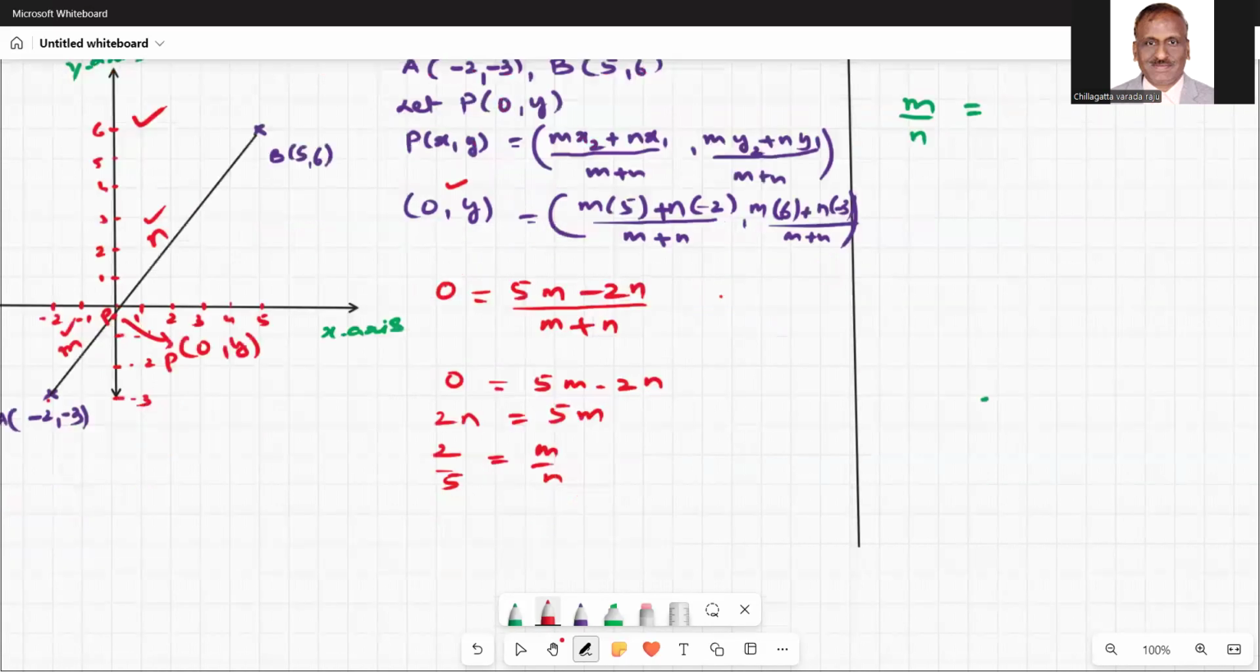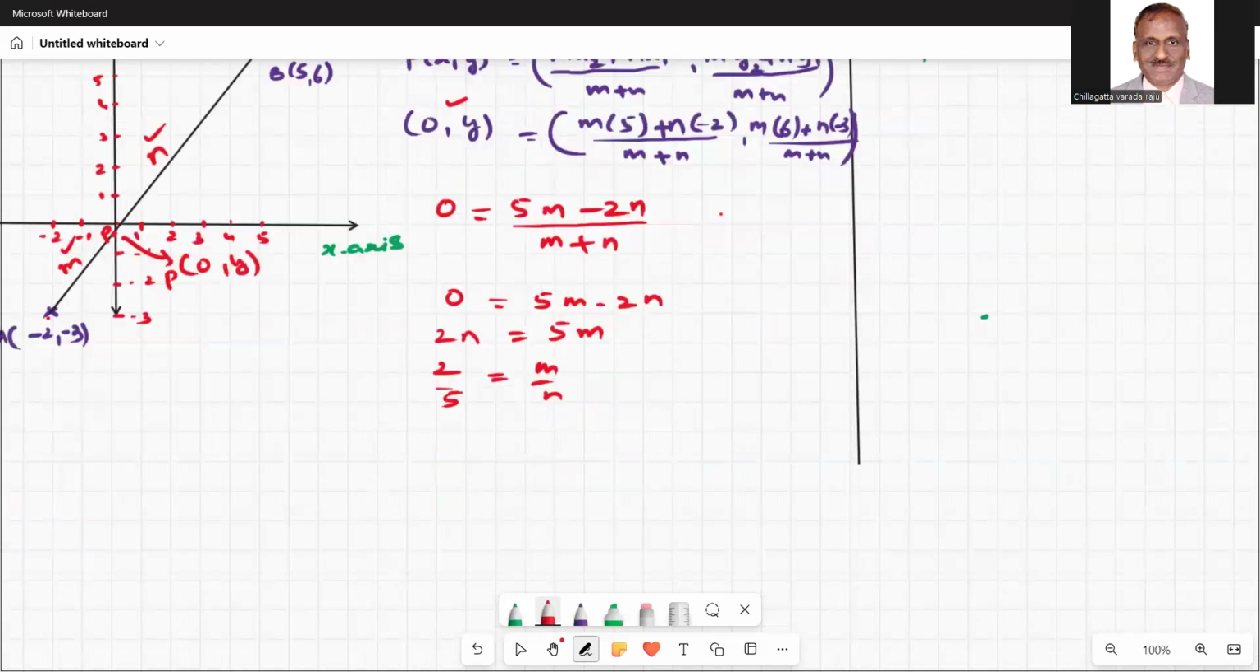2 by 5, this p by q is nothing but p is to q. So 2 is to 5 is equal to m is to n. That means the point P, which is cut by the y-axis, that is, the y-axis cuts the line joining the two points A(-2, -3) and B(5, 6) in the ratio of 2 is to 5. That means A to P is 2 parts and P to B is 5 parts. The ratio is 2 is to 5.